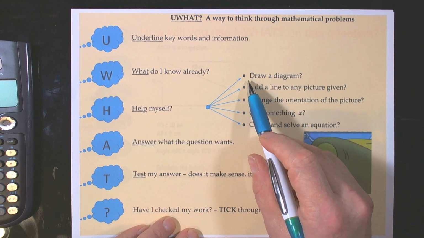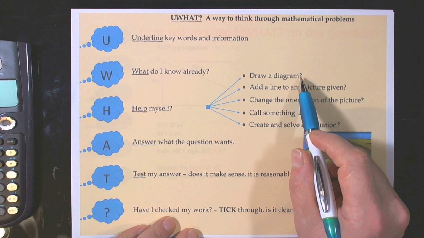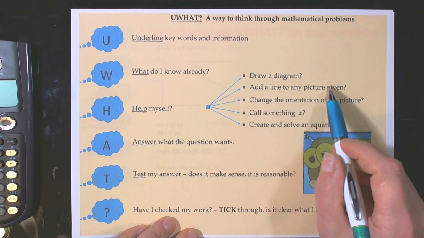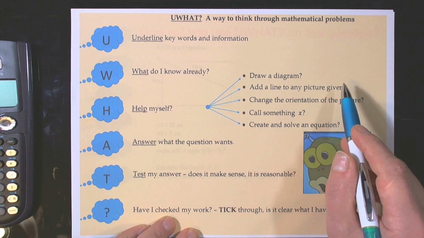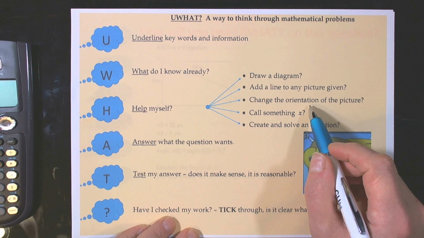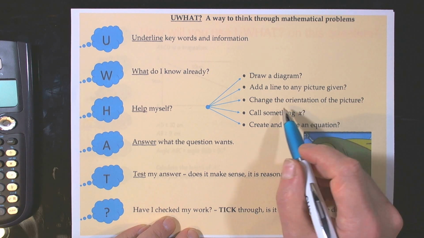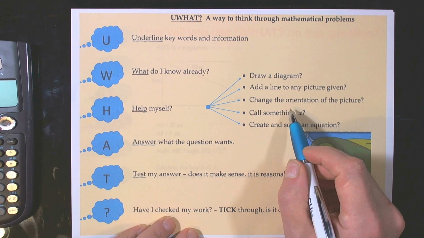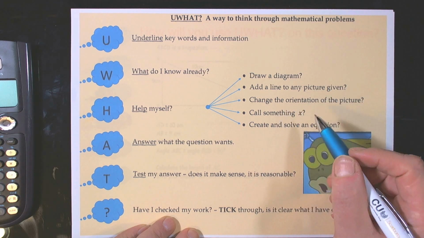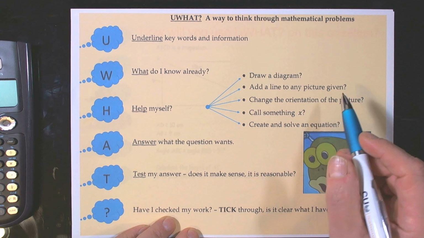Things you could do to help yourself: quite often drawing a diagram for worded questions could help. If there's already a diagram, add lines to the pictures, add information to those pictures, change the orientation. There's no reason why you can't turn the exam papers around so that you can look at things in different ways. If you don't know something, call it X, and usually if you call something X, it means you're going to create an equation to solve it and find the value of that letter.